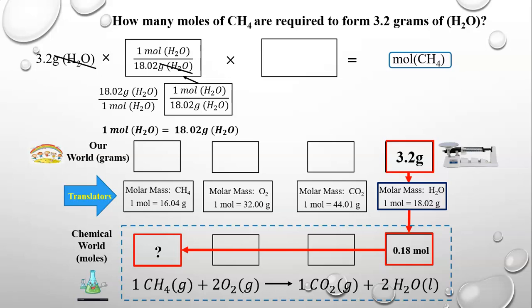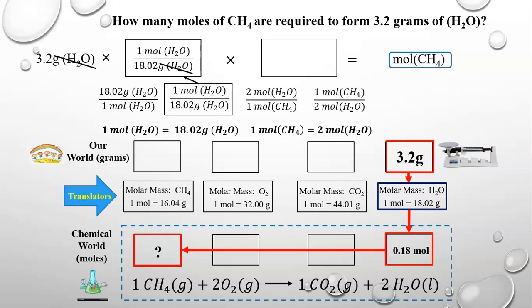Well, it's the same one we had in the last problem. 1 mole of CH4 equals 2 moles of H2O. So from that, you can create your two ratios. Those are both true statements. Which one do you want to use, though?